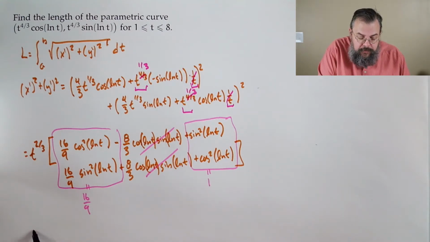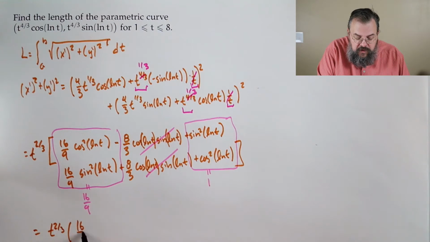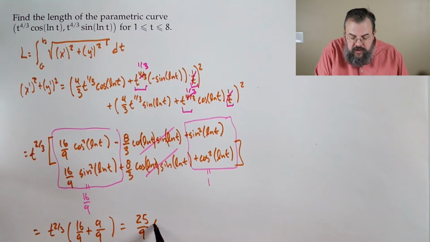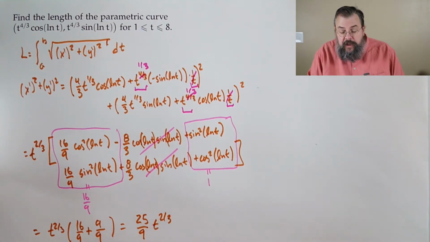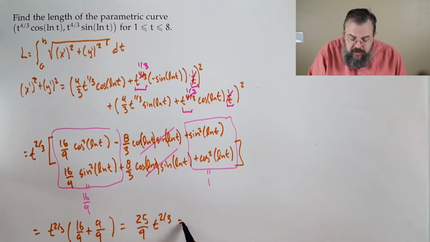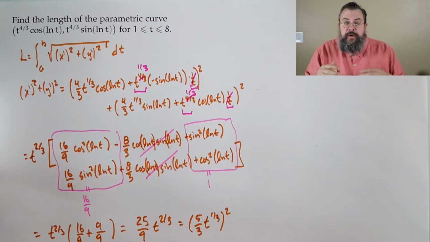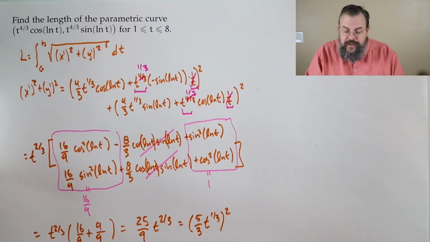Well, what we have now, we have t to the 2/3, 16/9 plus 1. Well, that's 9/9. So this becomes 25/9 t to the 2/3. Now that's inside the square root. Well, you'll notice this is the same as 5/3 t to the 1/3 squared. Because every piece really has a square attached.